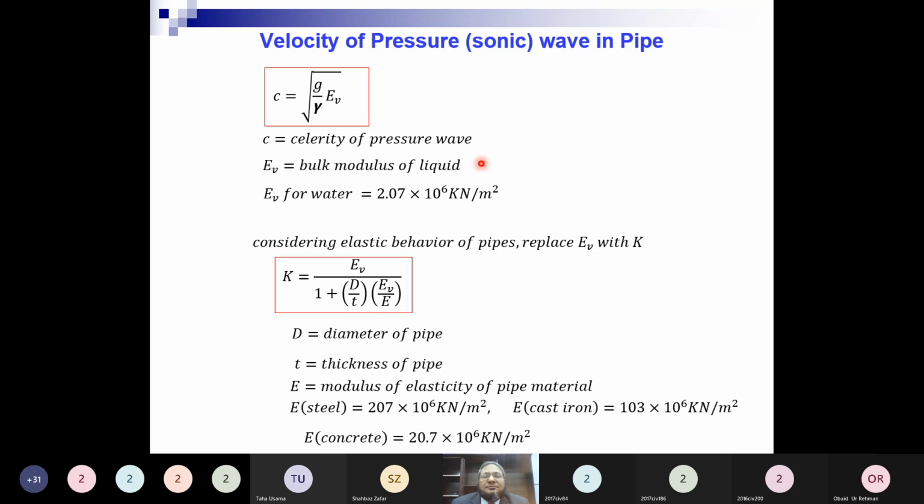Now come to the bulk modulus. What is bulk modulus? EV. Actually, we want to understand this EV, the bulk modulus of the liquid. This is the slope of the initial straight portion of the volumetric stress and volumetric strain curve. Whatever the curve of volumetric stress versus volumetric strain is, the slope of the initial straight portion is called the bulk modulus. Or we can say that this is the ratio between the volumetric stress and volumetric strain up to the proportional limit. Is it clear? Yes, sir. Okay. Do you have any question?